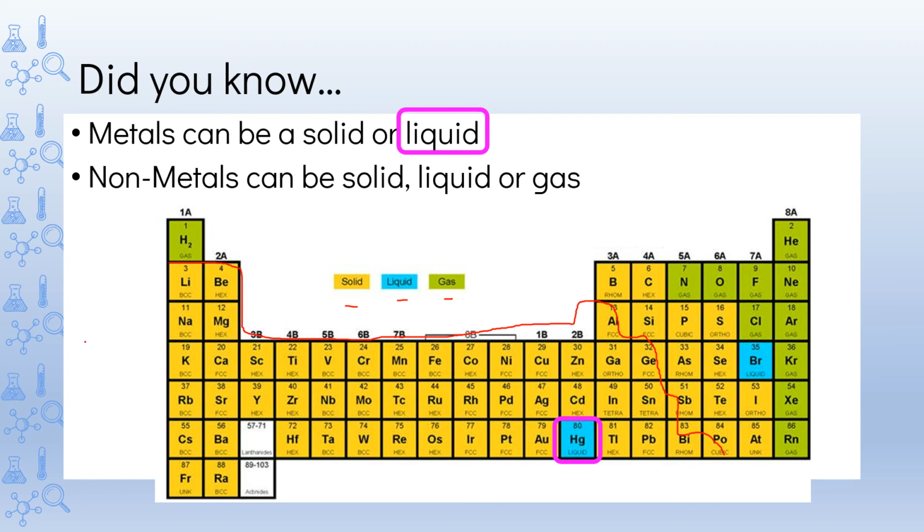Now we compare that to our non-metals on this side of the staircase. Notice we have yellow, green, and blue because they can be solids, liquids, or gases. And you guessed it, bromine is the only liquid. There's only 2 liquids in this entire periodic table. This is when you act shocked. And then gas is green.